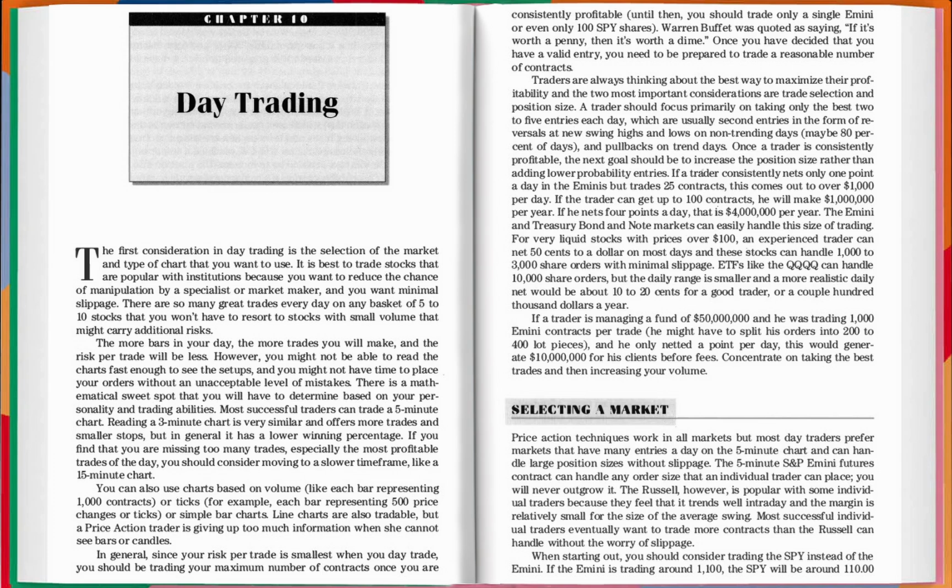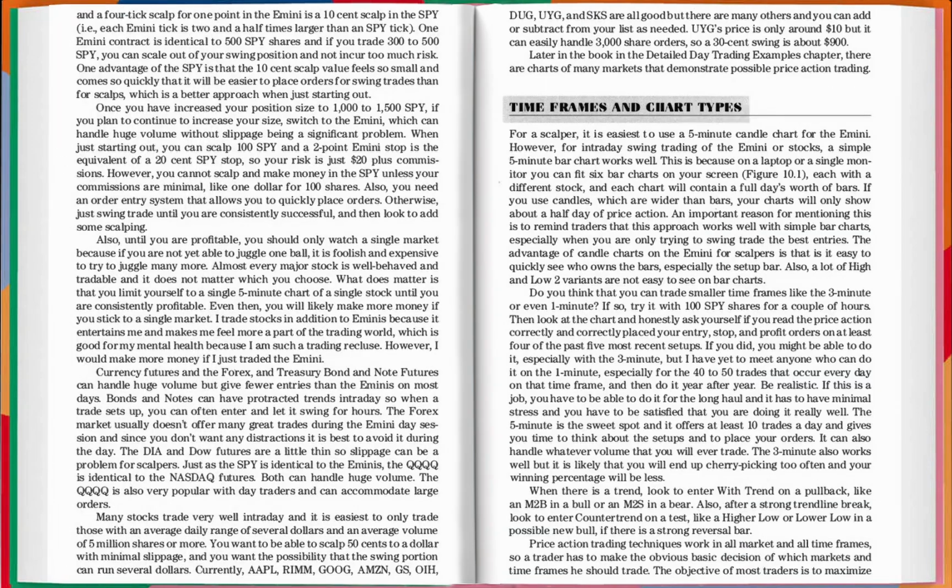When starting out, you should consider trading the SPY instead of the E-mini. If the E-mini is trading around 1100, the SPY will be around 110.00, and a 4-tick scalp for 1 point in the E-mini is a 10-cent scalp in the SPY, i.e., each E-mini tick is 2.5 times larger than an SPY tick. One E-mini contract is identical to 500 SPY shares, and if you trade 300 to 500 SPY, you can scale out of your swing position and not incur too much risk.